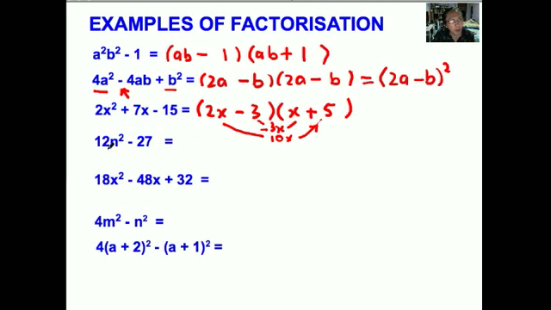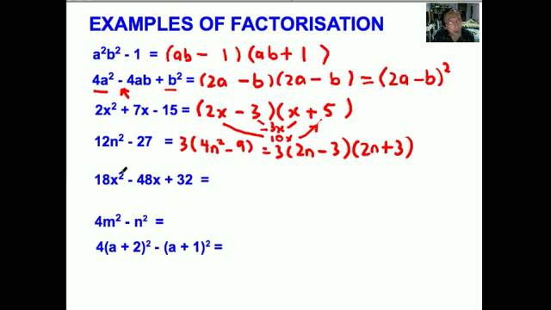In the next example, we notice that these are not squares, but on careful examination, you will notice that there is a common factor of 3. Taking out the common factor, we can see a difference of two squares, which will factorize to 2n minus 3 times 2n plus 3.